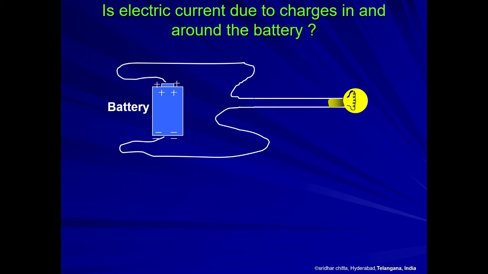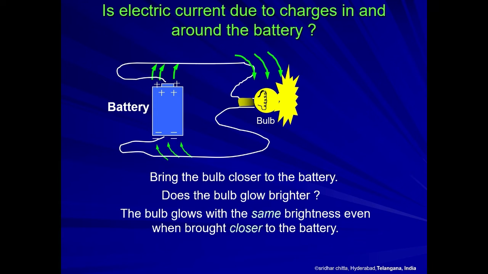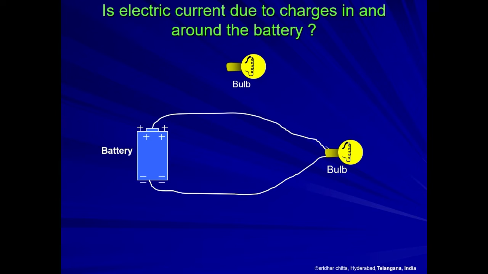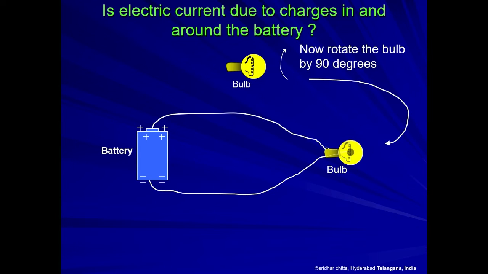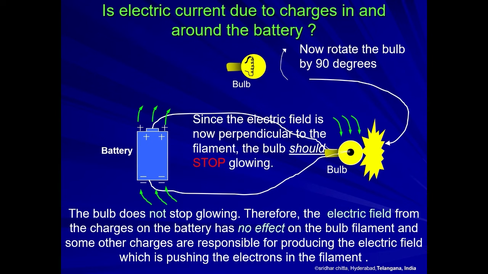Is electric current due to charges in and around the battery? Bring the bulb closer to the battery. Does the bulb glow brighter? The bulb glows with the same brightness even when brought closer to the battery. Now rotate the bulb by 90 degrees. Since the electric field is now perpendicular to the filament, the bulb should stop glowing. The bulb does not stop glowing.